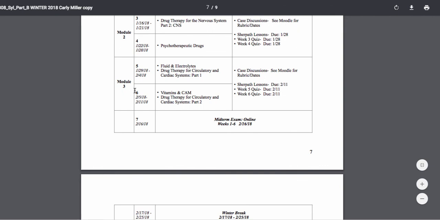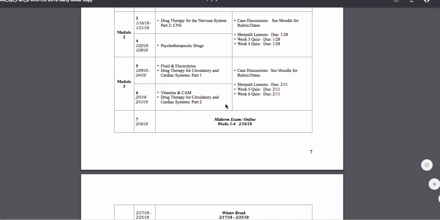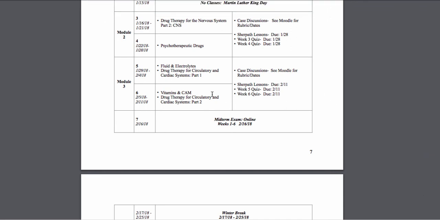Same thing, module 3, we start looking at cardiac, and we look at fluid and electrolytes, and then it's split up into 2 different sections. Week 5 content will go with its quiz, and week 6 content will go with this quiz. So I do keep them separated out for you.